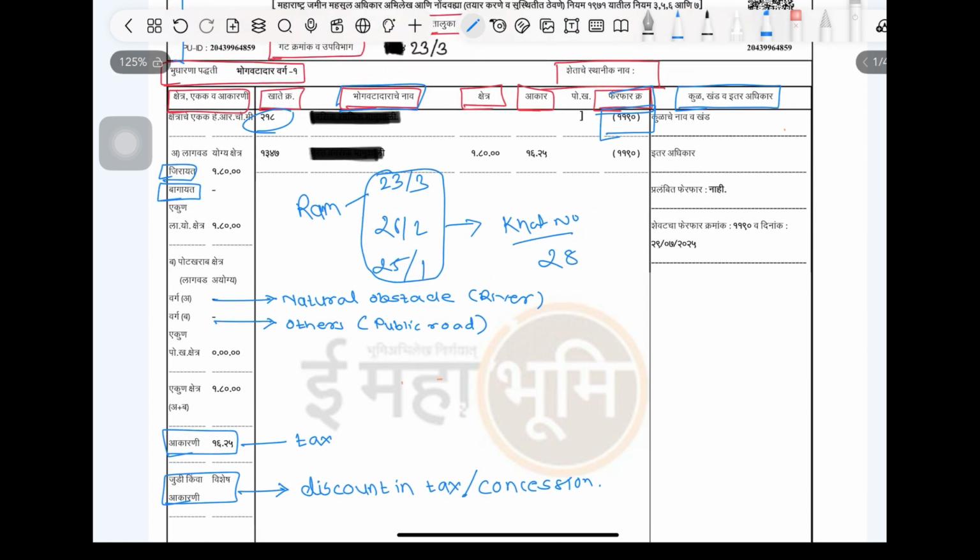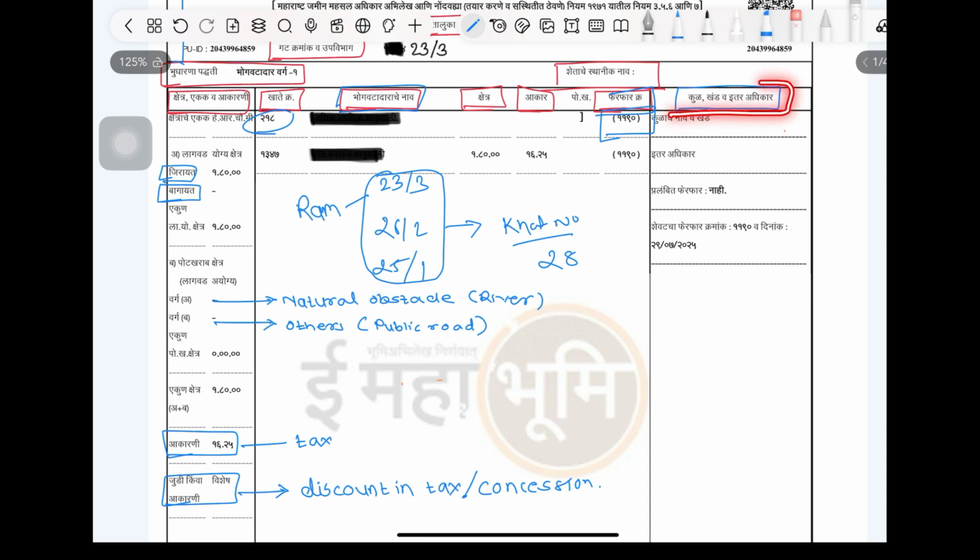Now कुळ, खंड व इतर अधिकार. कुळ in the sense the original family or group to which this land traditionally belonged. For example, this means like your father's patrimony, your great grandfather, this land belongs to him. That is in your family lineage, this land belonged to. Khand means what? That land got fragmented into different small pieces. And itar adhikar means what? Other rights. Other rights refer to any legal right over the land held by someone other than the owner.